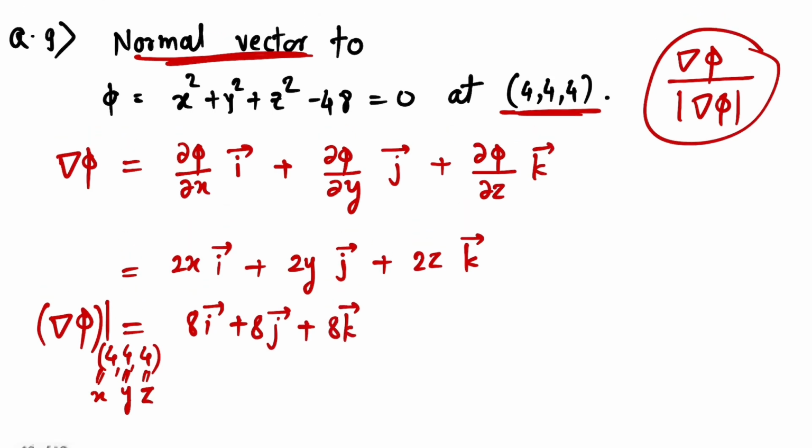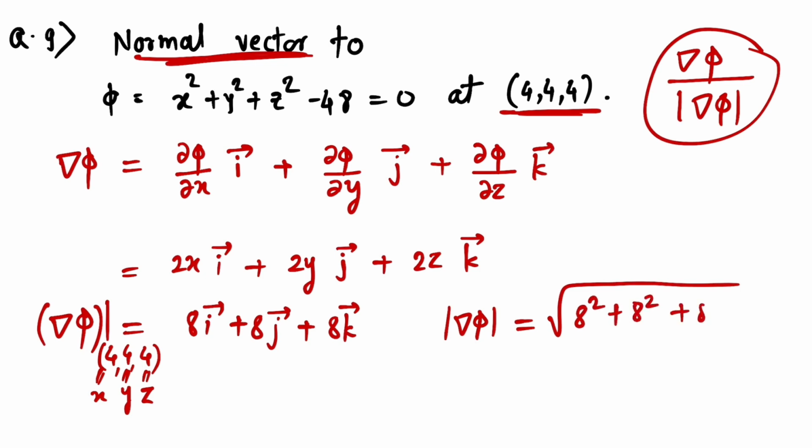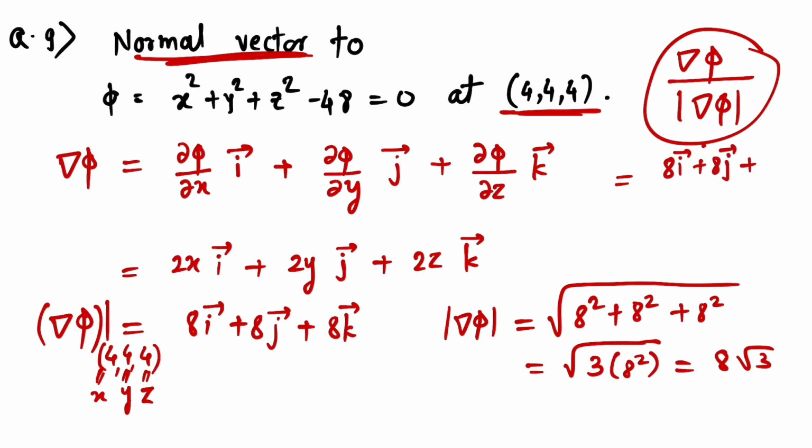And now just find out the magnitude. What is the magnitude of this gradient of phi? This is just equal to the square root of 8 squared plus 8 squared plus 8 squared. So this is the square root of 3 times 8 squared, right? So this is equal to 8 times root 3. So just put the value. By this formula, this is just equal to 8i plus 8j plus 8k divided by 8 times root 3. So just simplify, this 8 cancels, right? And so the answer is 1 by root 3 times (i plus j plus k).